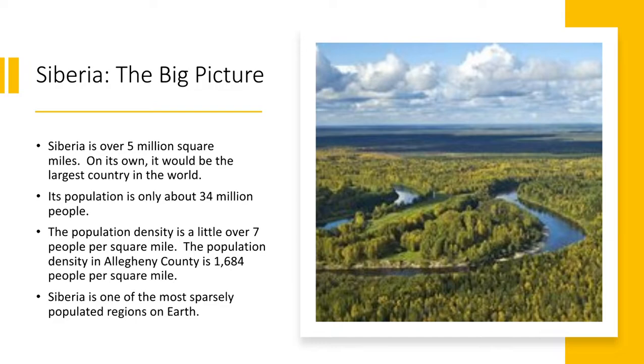And also to give you a comparison, where we live in Allegheny County, the population density is 1,684 people per square mile. When you compare that to Siberia, you can see that is quite a difference. So that is Siberia. That's a picture of the West Siberian Plain right there, with its taiga forest.